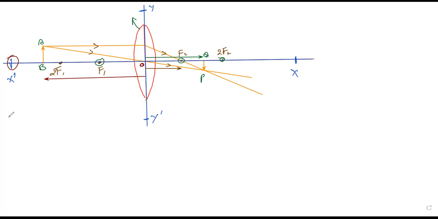It will be very easy for you all. Okay, so let's start. So first of all, we will go for triangle ABO.